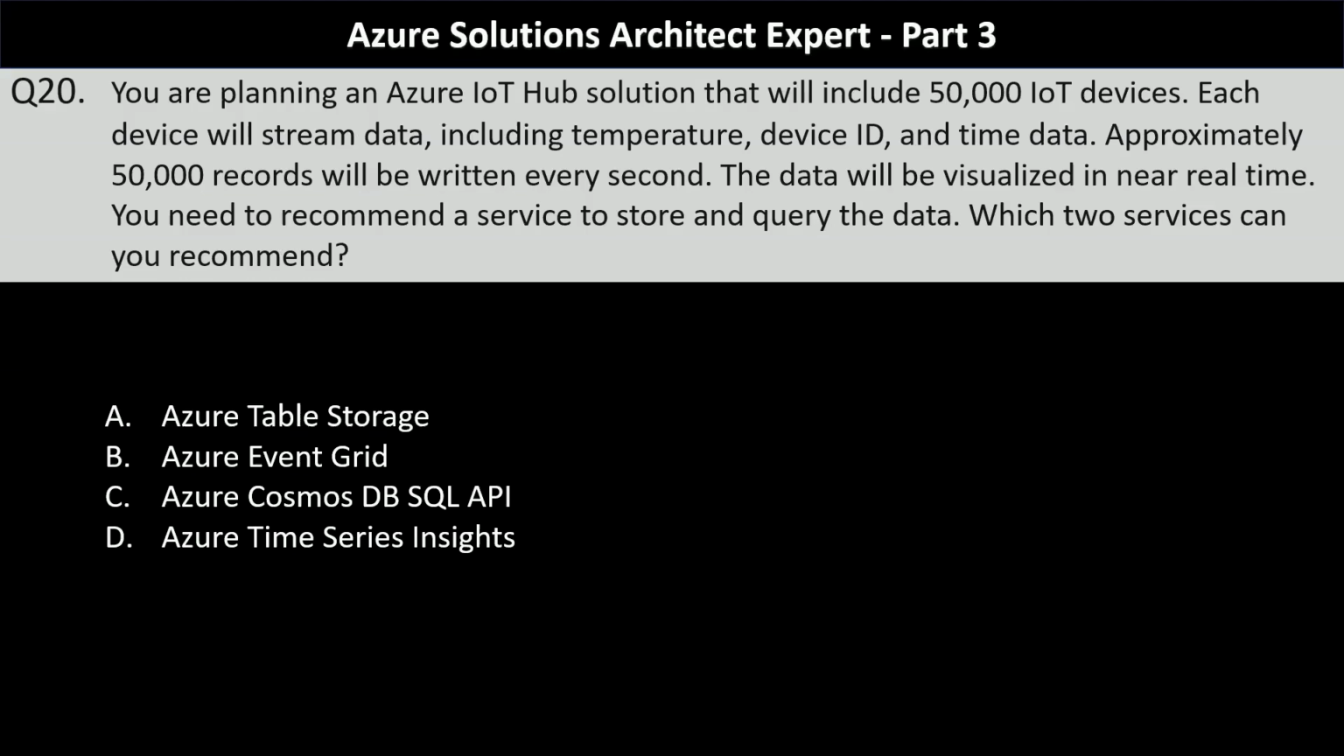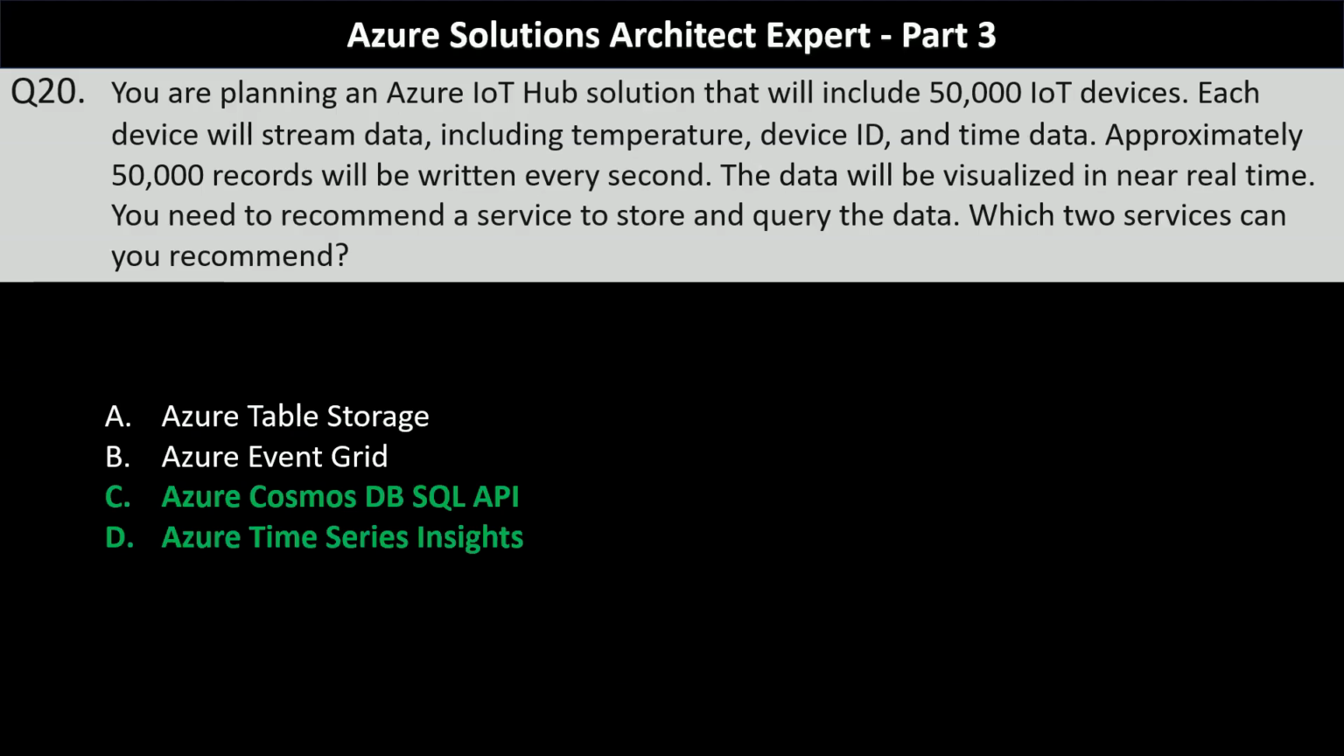Your options are Azure Table Storage, Azure Event Grid, Azure Cosmos DB SQL API, Azure Time Series Insights. And folks, the two services that you should recommend in this case are option C and option D, which is Azure Cosmos DB SQL API and Azure Time Series Insights. Now, Azure Cosmos DB is a highly scalable, globally distributed database that can handle large volumes of data with low latency. The SQL API allows for querying the data efficiently, making it suitable for real-time data ingestion and querying.